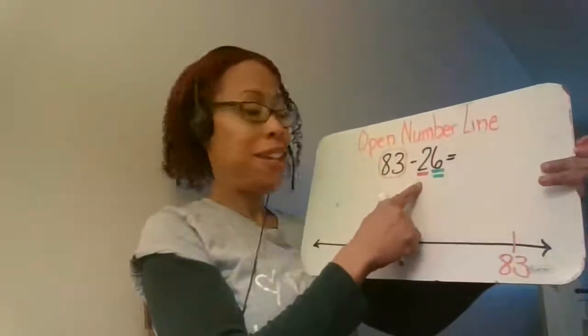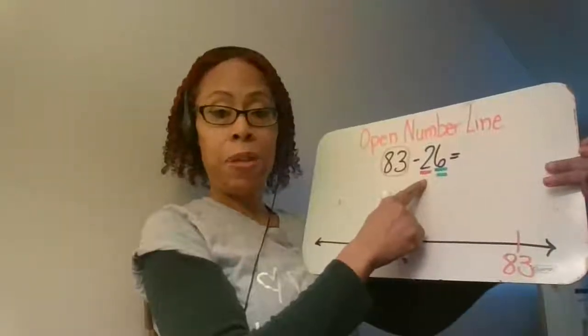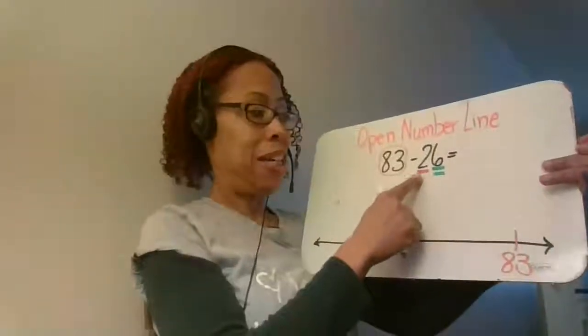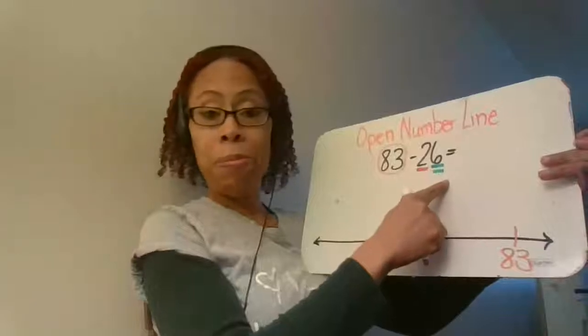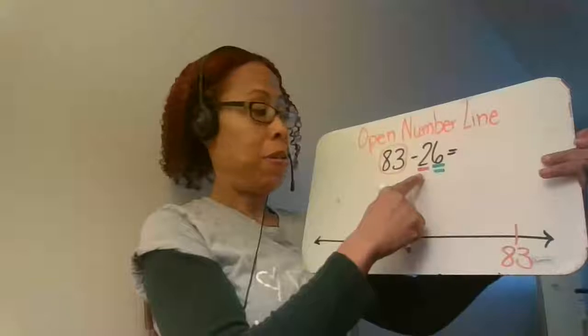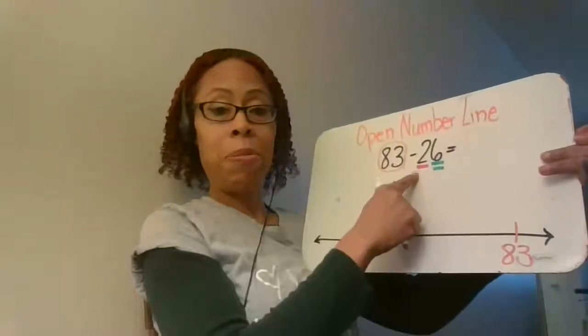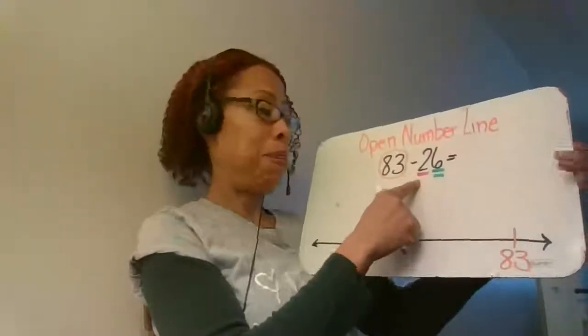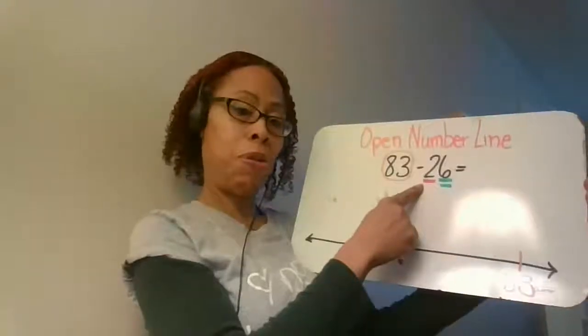So this number is in the tens place. That is telling us that the value of the 2 in the tens place is 20. If the 2 was in the ones place, then the value would be 2. But it's in the tens place, so the value is 20. The number in the tens place is always 10 times the amount of that number. So this number is 20.